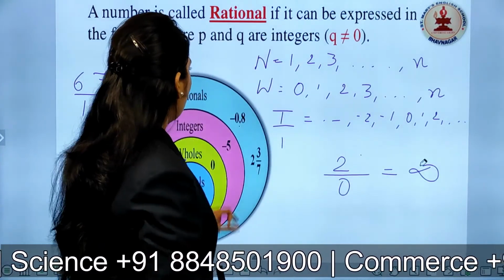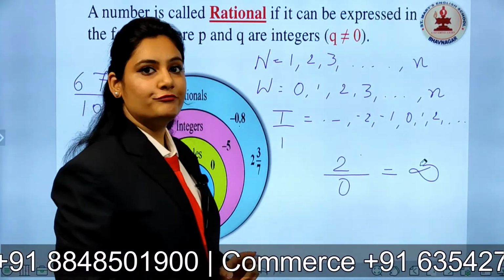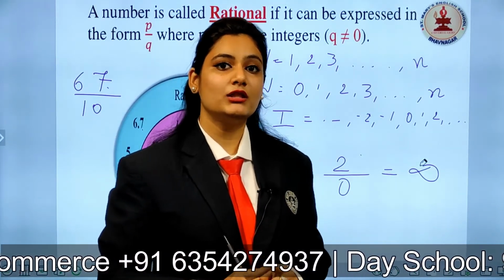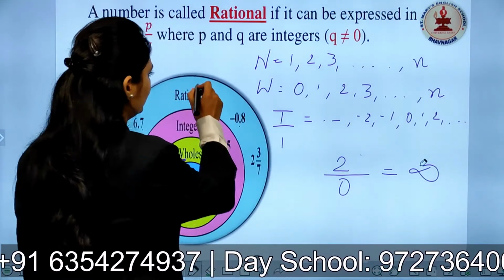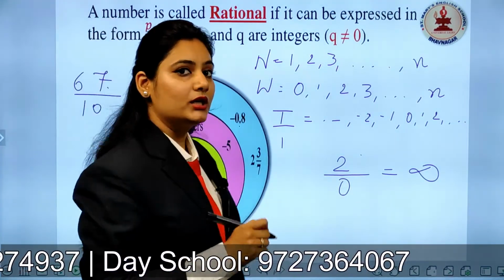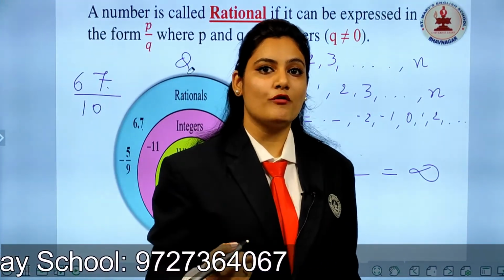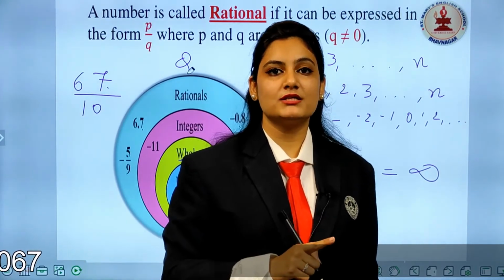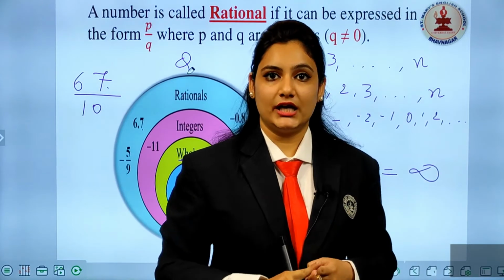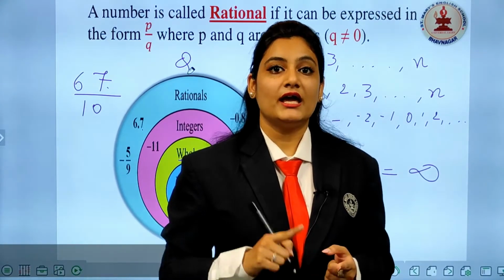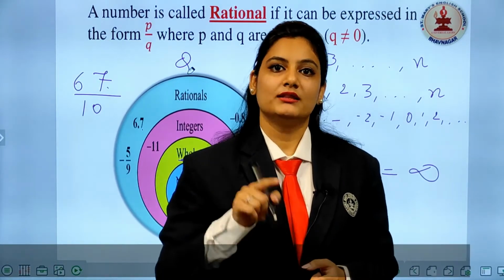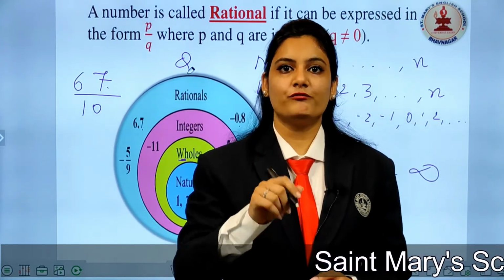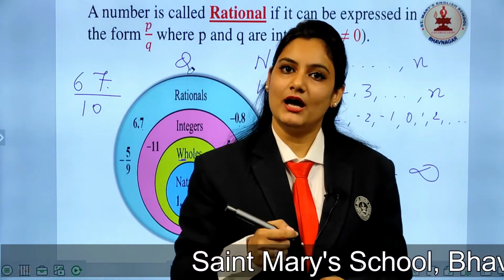Okay children, now coming to the denotation of rationals. Rational numbers are denoted with the letter Q. Now why Q? Because another name of rational numbers is quotient number. You have learnt in the previous classes about dividend, divisor. In that, quotient was coming. That quotient we consider here as the letter Q for denoting the rational numbers.